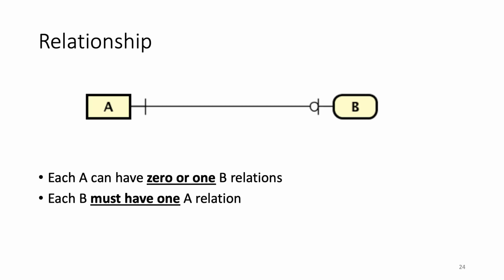One-to-one: each A can have 0 or 1 Bs. They don't have to have a relationship, but it could have 0 or 1. And again, when you see in this notation style the little O at the end, that means it can have none.